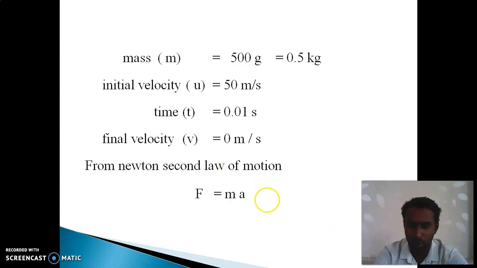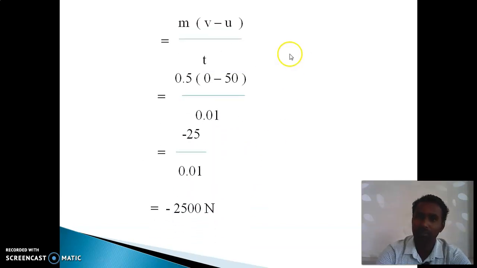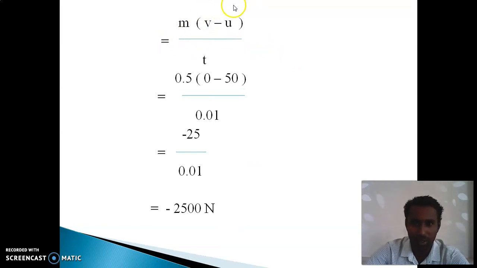So m we already know, a we have to find. The first step, acceleration we need to find. Instead of a I replaced (v minus u) divided by t, that means change in speed with respect to time. So mass 0.5, final velocity 0 minus u equal to 50, divided by 0.01, right? So 0 minus 50, as you know, is minus 50. So minus 50 into 0.5, for this one decimal point, 10 will be gone, this 0 and this 1 point will cancel, so remaining thing.